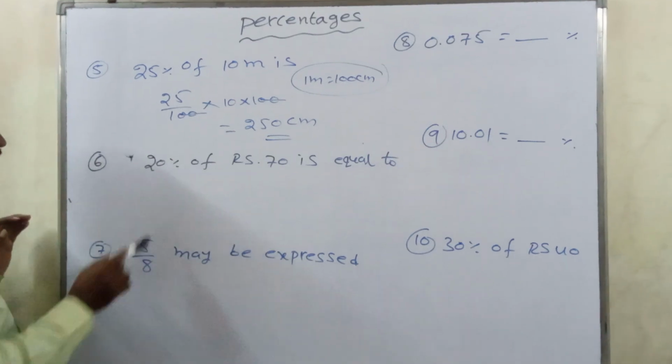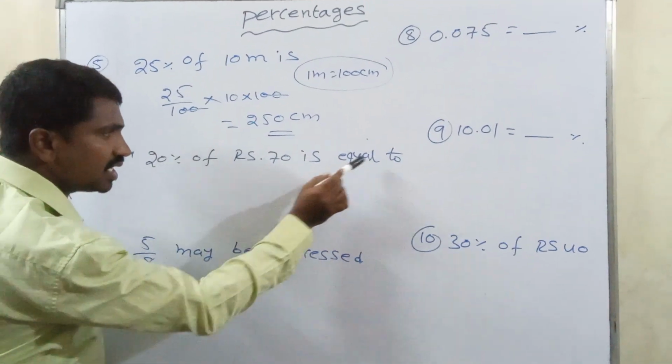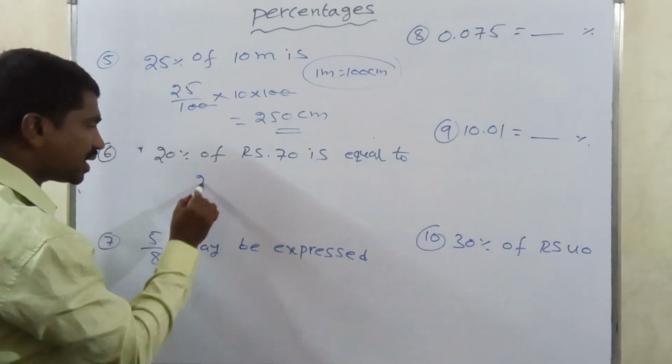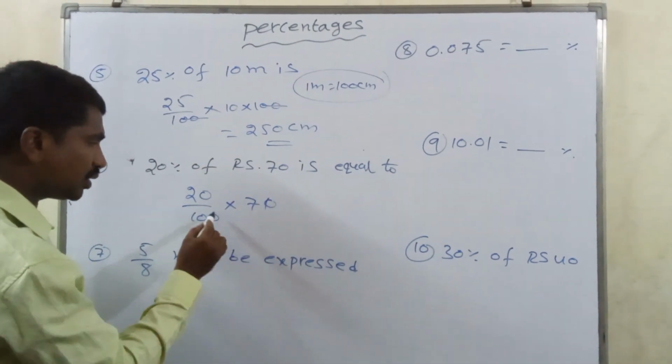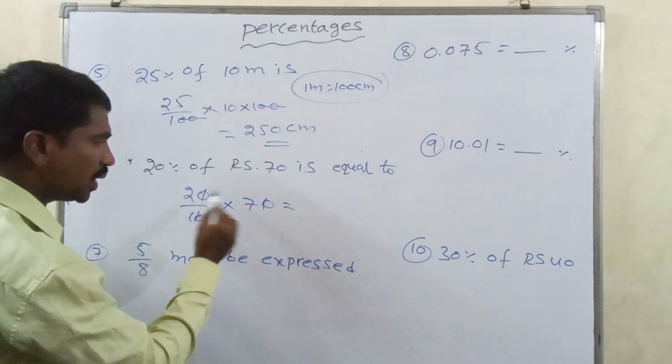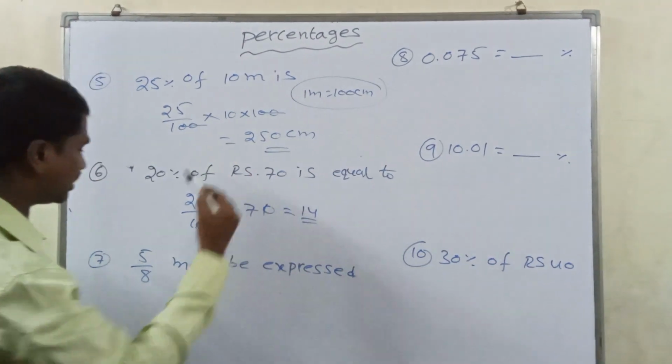Later, sixth question. 20% of rupees 70 is equal to 20 by 100 into 70, 0 cancel. 2 into 7, 2 sevens, 14.